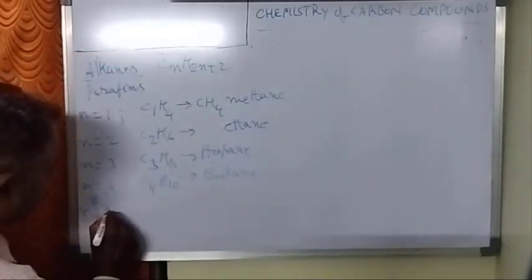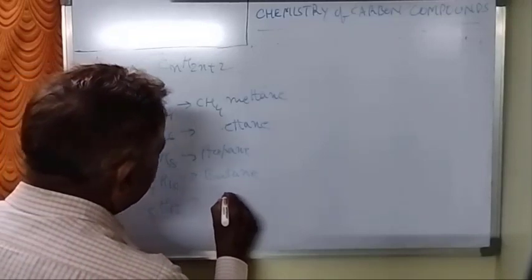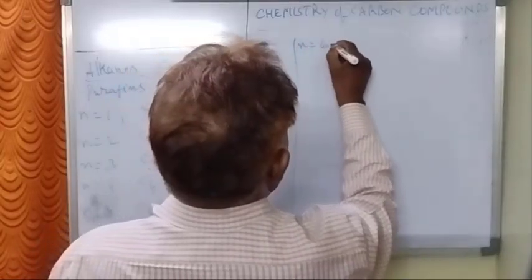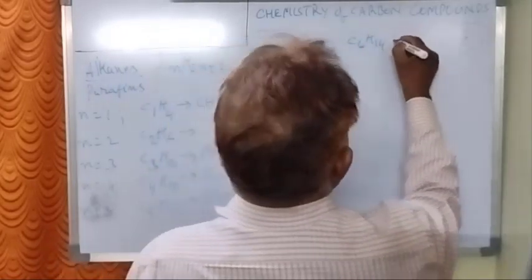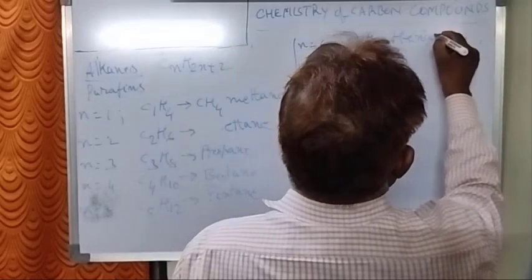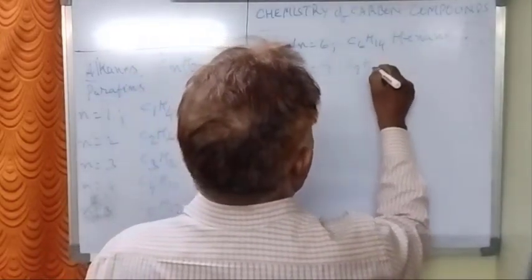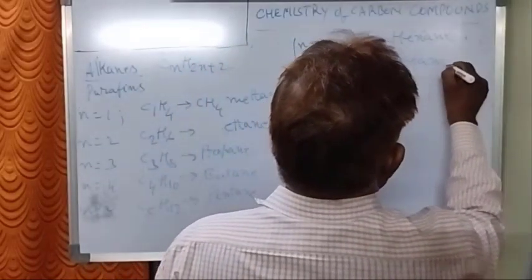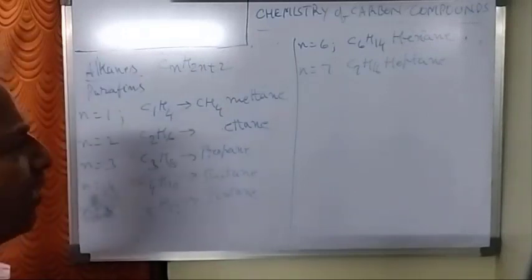n equal to 5, C5H12. This is pentane. n equal to 6, C6H14. This is hexane. n equal to 7, C7H16. This is heptane. Heptane is also referred to as septane.